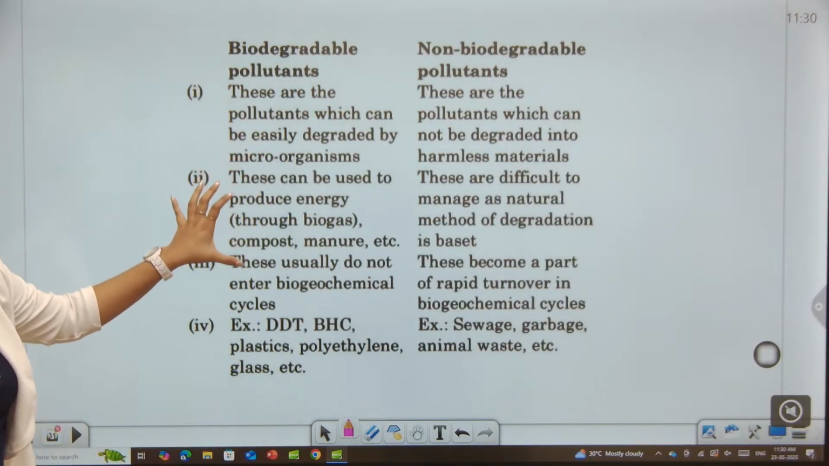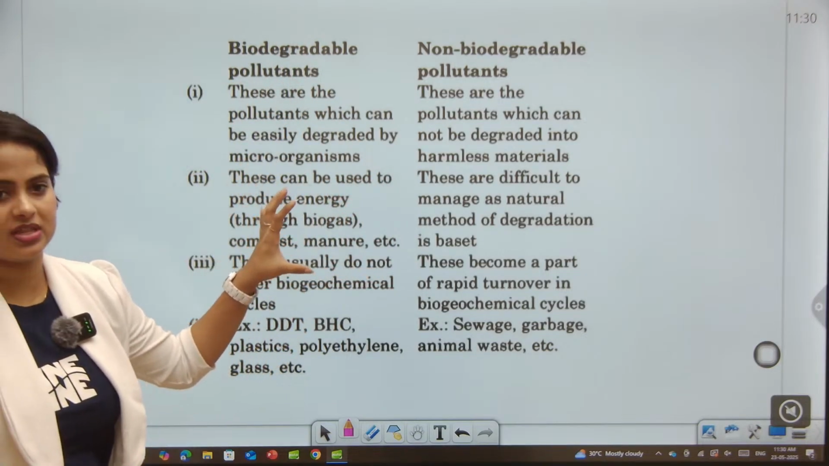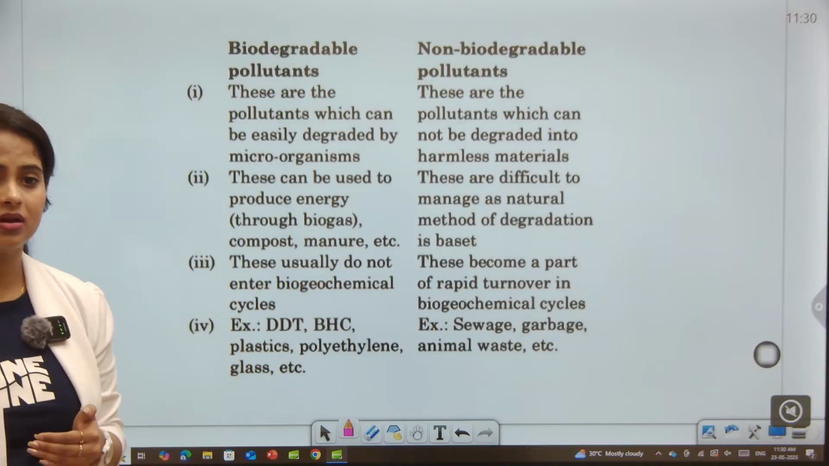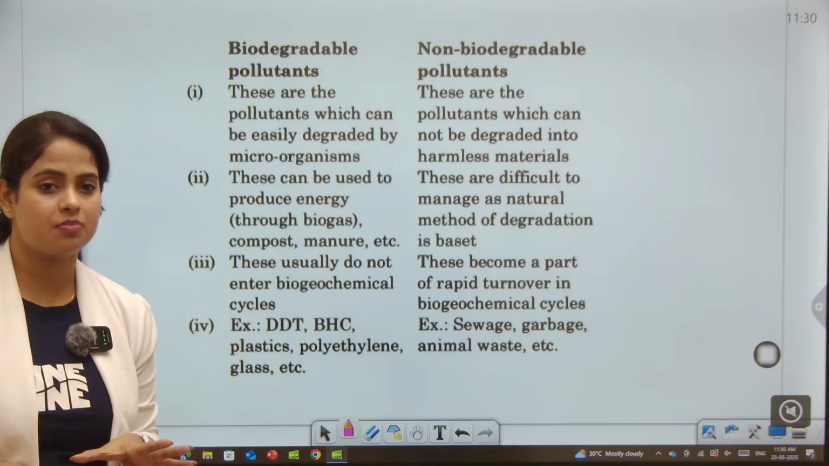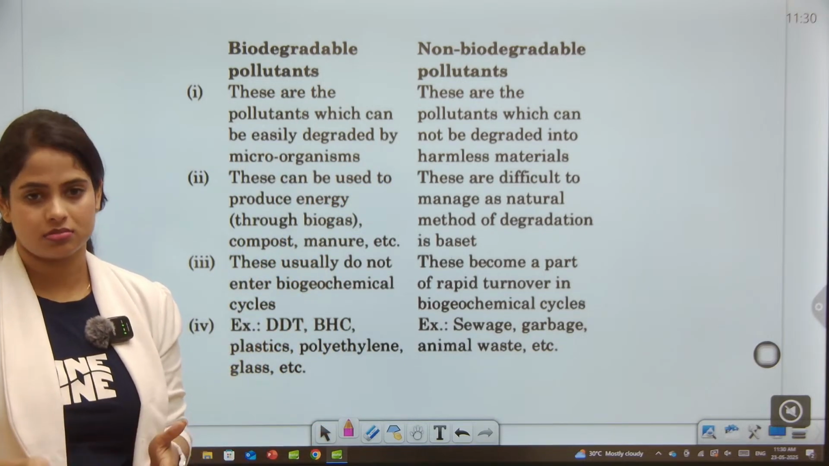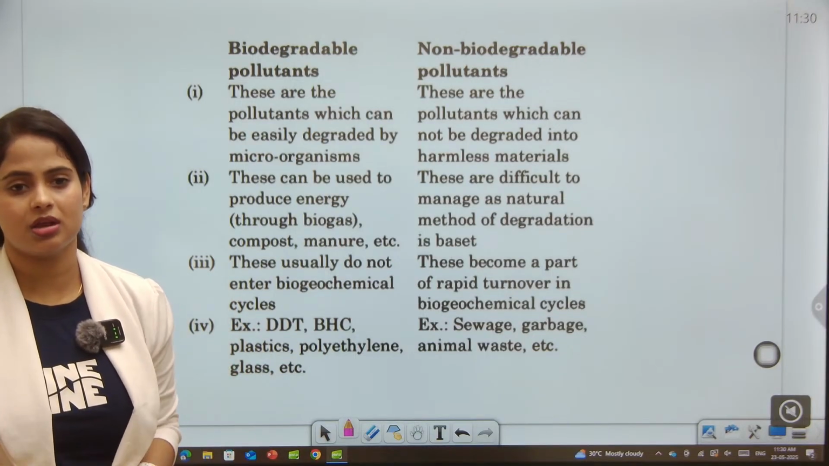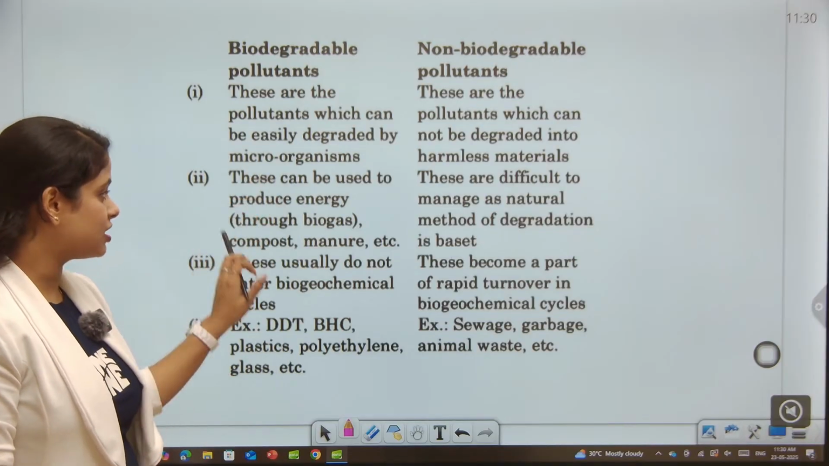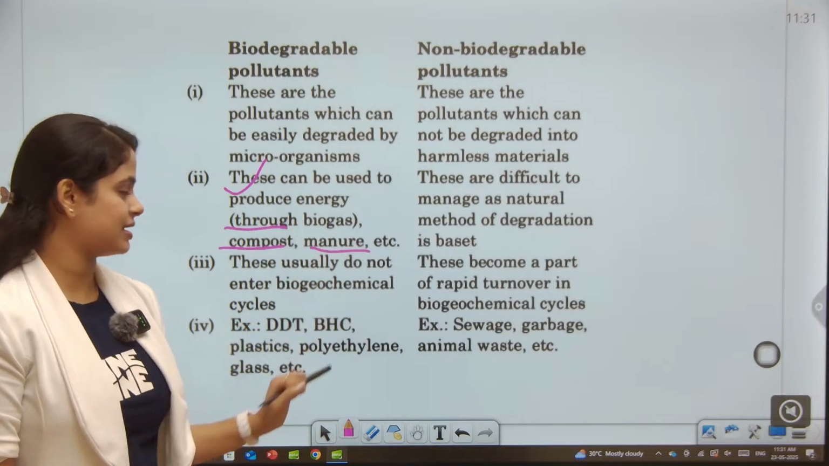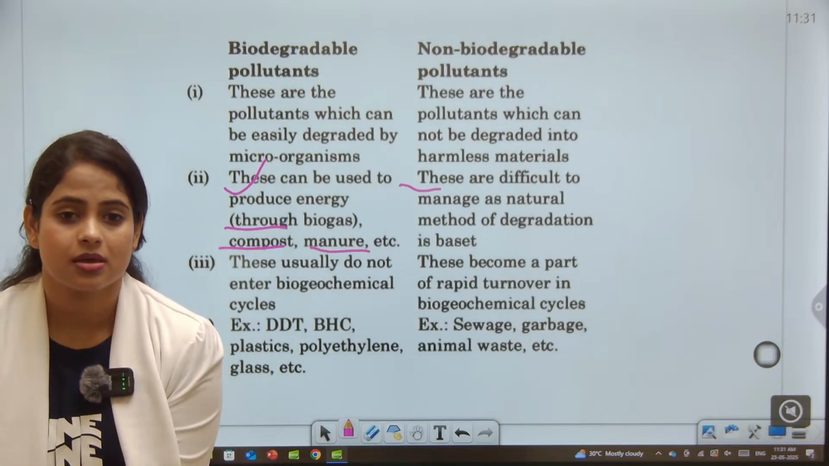The biodegradable pollutants and the non-biodegradable pollutants: these are the basic differences. Biodegradable pollutants can be easily degraded by the microorganisms present in the environment. Non-biodegradable pollutants cannot be degraded at all in the environment. Biodegradable ones can be used to produce energy through biogas, compost, manure, etc. Non-biodegradable ones are difficult to manage, as natural degradation is best.